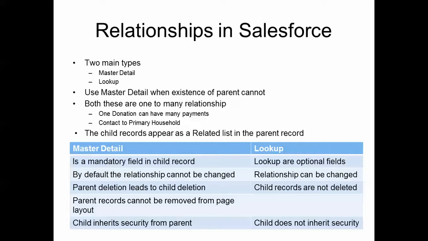Also, the child inherits all the security from the parent in the case of master detail. What this means is that whoever is the owner of the parent record will automatically become the owner of the child record. Whatever security access is set up for the parent record automatically defines the access of the child record. This is not true for lookup relationships. The child may have its own ownership, and its own access settings.